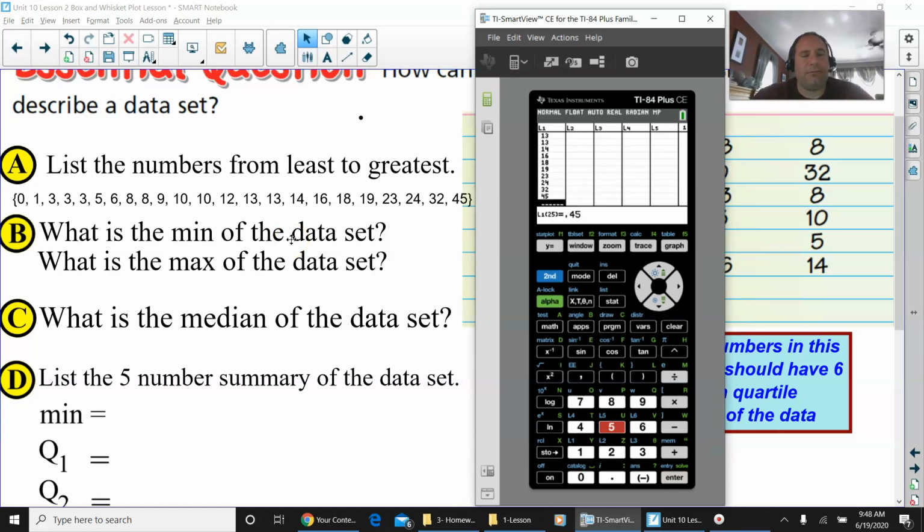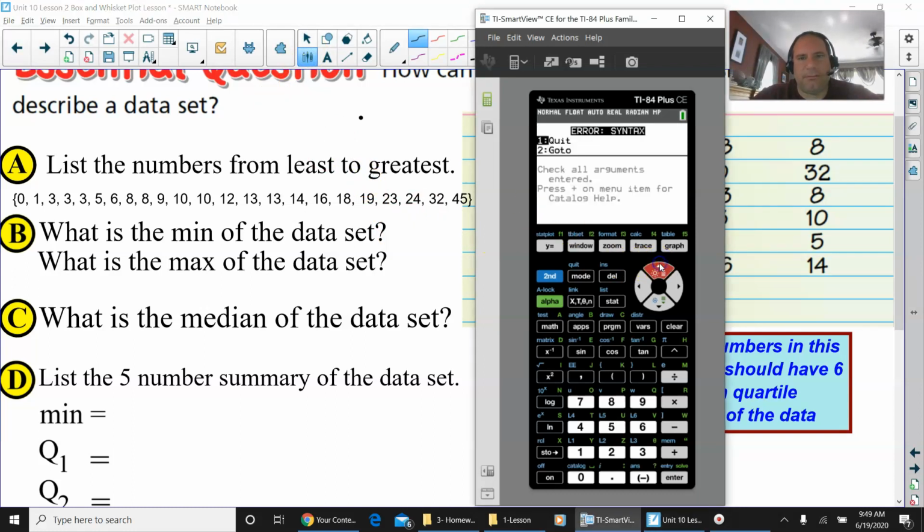All right, so here we go. The calculator put it in order from least to greatest for us, and I listed all the numbers here. I'm not going to go through them all, but there should be 24 numbers. So what is your min?